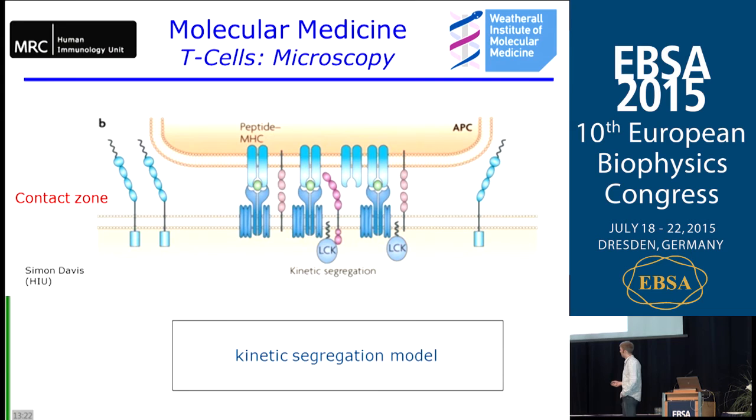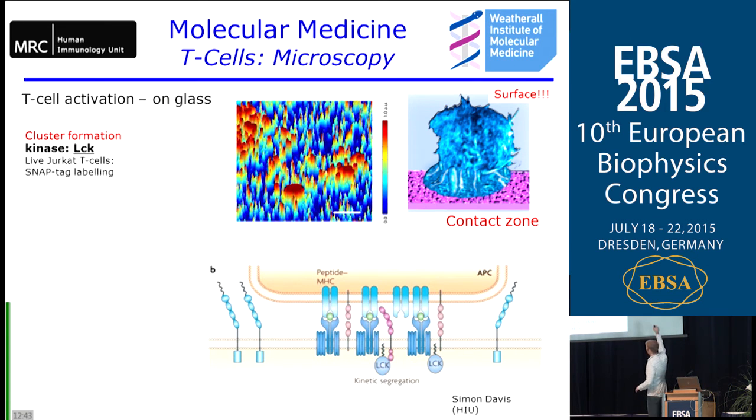Why am I saying this? Well, we work on this together with our colleague Simon Davis, and he proposed the kinetic segregation model. If the antigen-presenting cell and the T cell form a close contact, certain molecules, because they have large head groups, cannot get into this contact zone. Especially phosphatases like CD45 have a huge head group. They are excluded from there. If you don't have any phosphatases, you disturb the equilibrium of phosphorylation. So LCK can really start triggering phosphorylation of the TCR. Now, if we look closer, what do we have here on the glass? We have a contact zone.